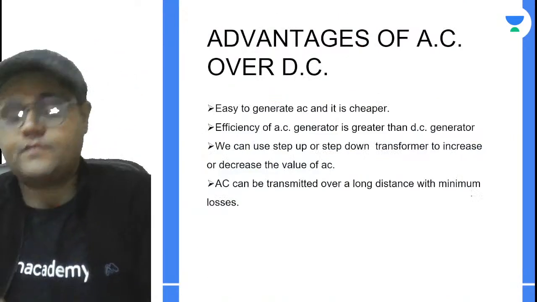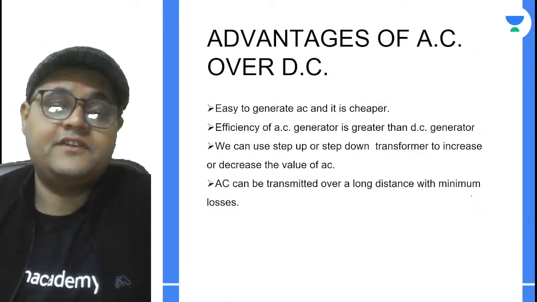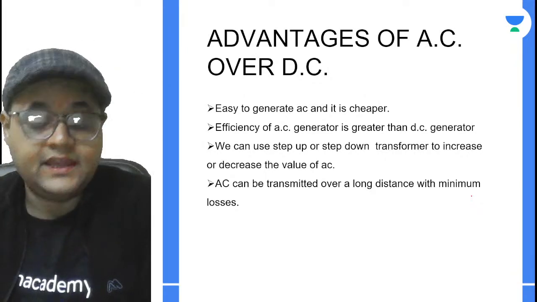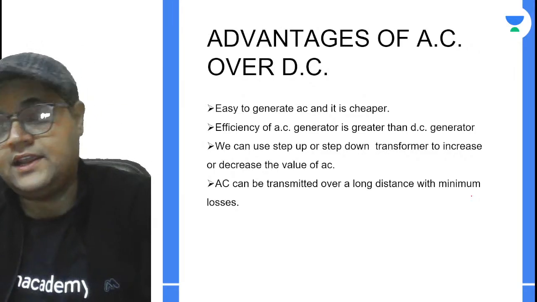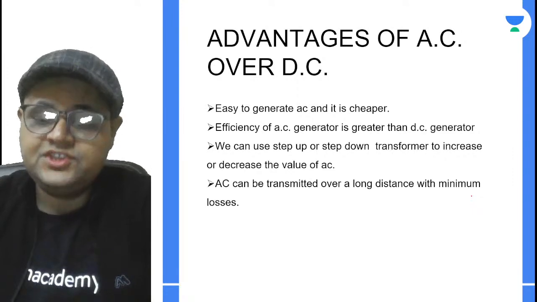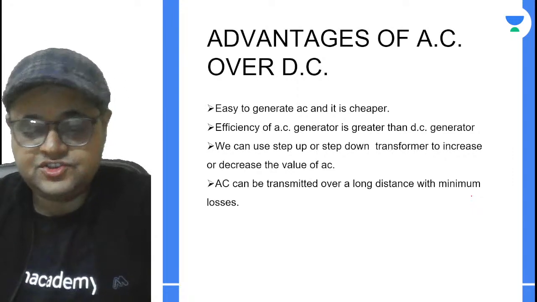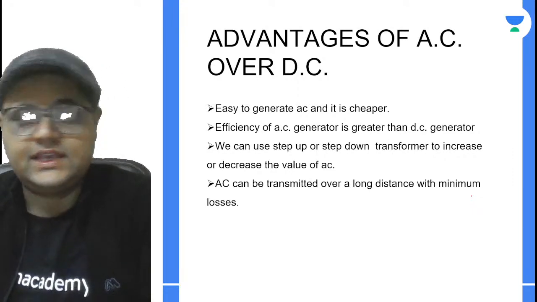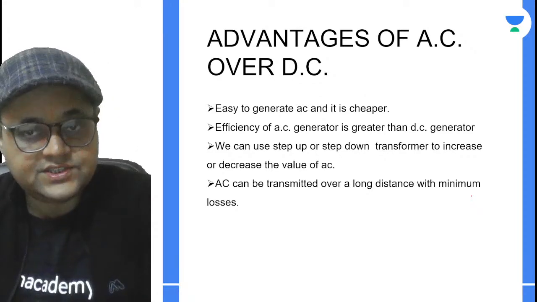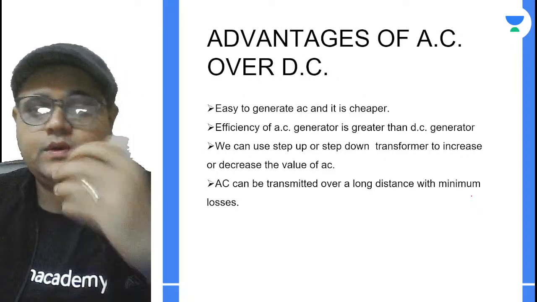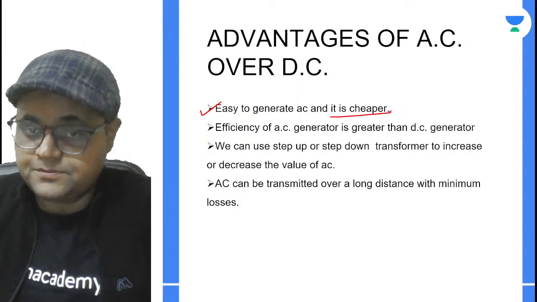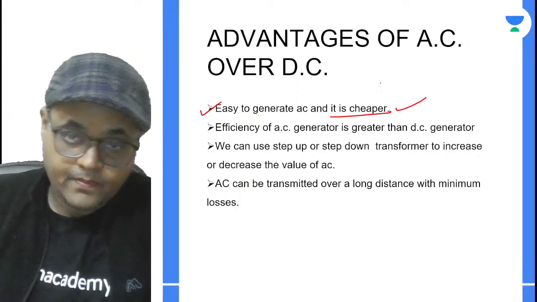Now let's see which current we should preferably use. Obviously, if a particular current is advantageous over the other, I'll be using it. In general, this is very subjective, but in general, we use AC. Why? Because AC is advantageous, and these are the advantages that an alternating current offers over a direct current. The very first thing, it is easy to generate AC, and it is cheaper. The cheaper part is the best.